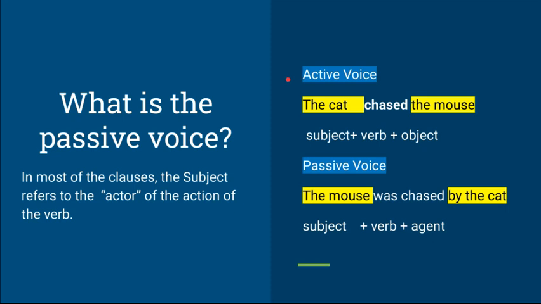Let's have a look. The active voice. One example: the cat chased the mouse. The cat is the subject, chased the verb, the mouse is the object. In the passive voice, the object comes to the first place. So the mouse is the subject, was chased is the verb, and by the cat is the agent.